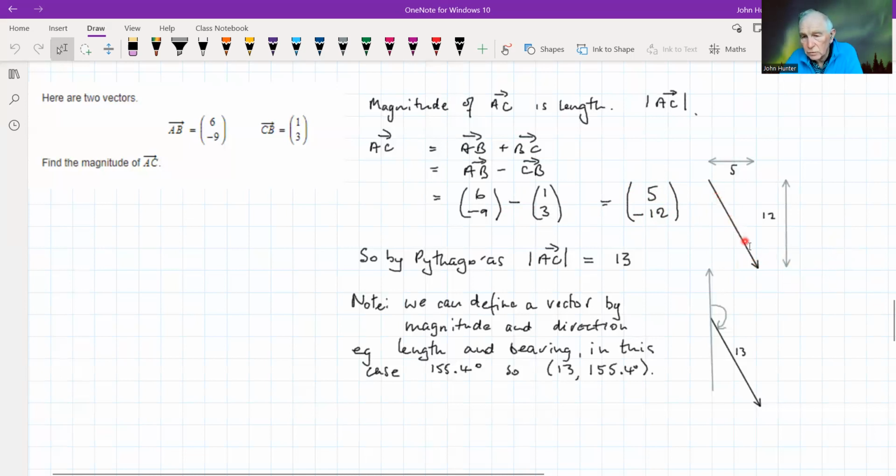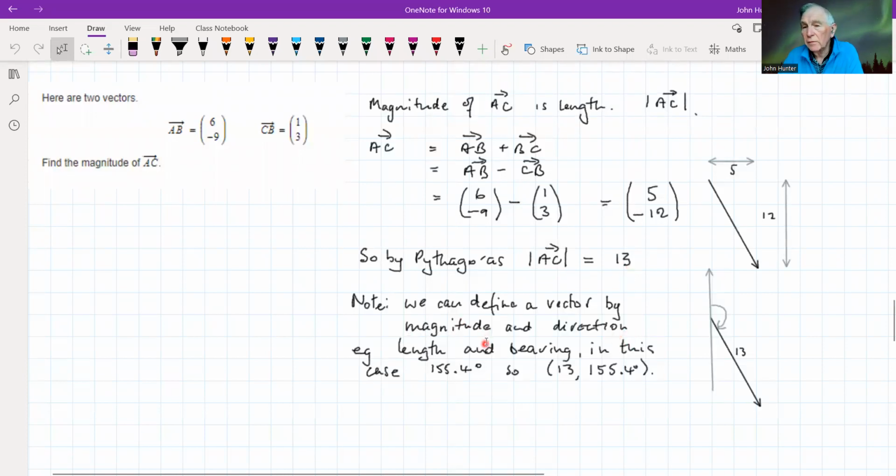So if we draw this, we've got 5 along, 12 down. So what would this length be? Well, you could work this out with Pythagoras, and if you know your Pythagorean triples, you will know that 5, 12, 13 are the lengths of a right-angled triangle. So in other words, this length here would be 13. Magnitude of AC equals 13.